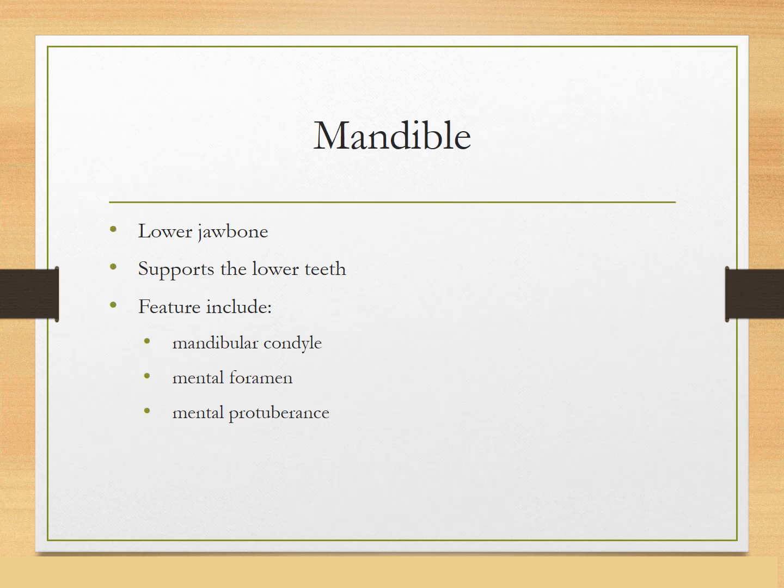The mandible is your lower jaw, and this supports your lower teeth. This forms the only movable joint of the skull, the temporomandibular joint. So there is a projection called the mandibular condyle that articulates with the temporal bone. The mental foramen, or openings, are found on either side of your chin, and where your chin comes to a point, the very bottom, is called the mental protuberance.